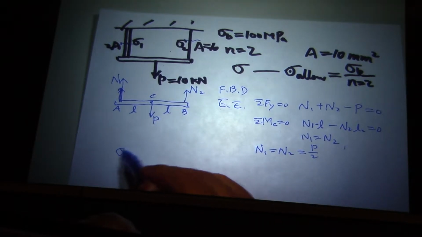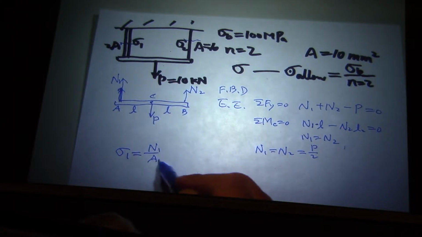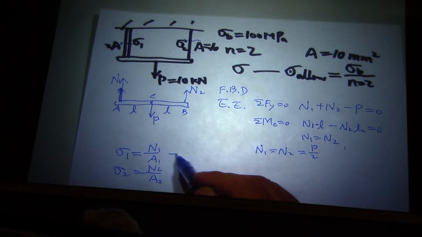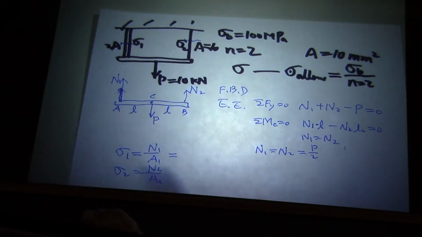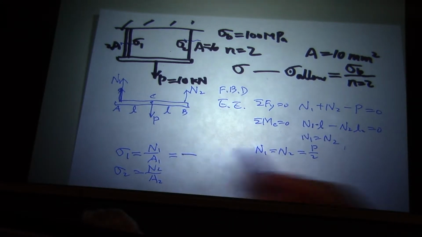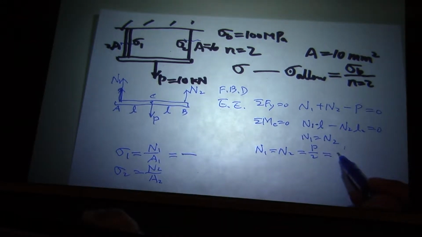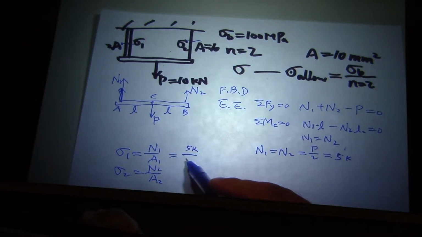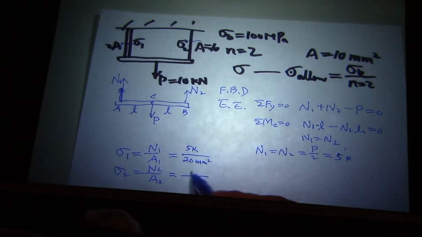So you calculate sigma 1 equals to N1 over A1. And then sigma 2 equals N2 over A2. Right? Okay, so let's do this one first. Okay, what's A1? N1 half P. What's the value? 5,000. Will be 5K, right? Okay, so 5K here over, what's A1? 20 millimeter squared, right? Okay, what's A2? 10, right? See here, A is giving 10 millimeter squared.